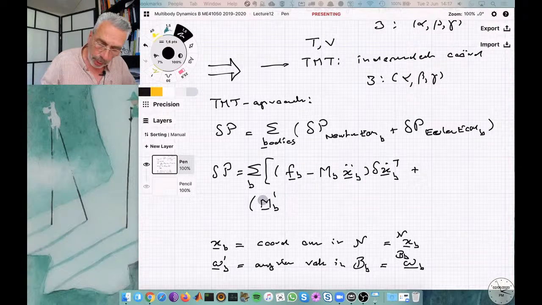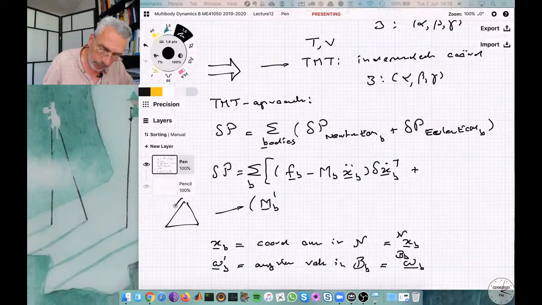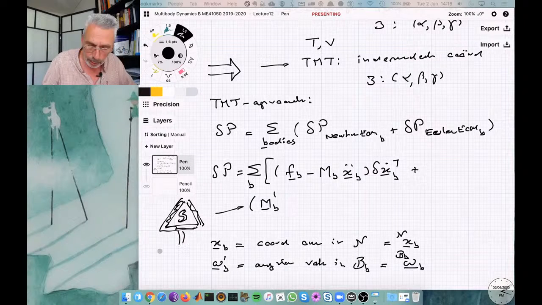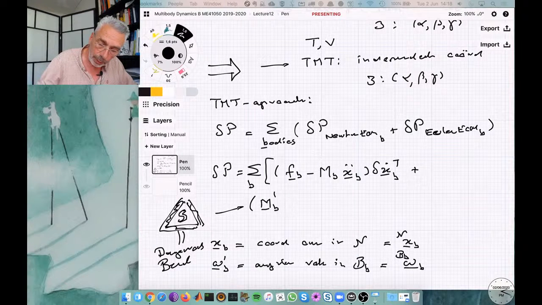And there's another thing. This is a dangerous band. That's probably something you also have in your homework. What is the dangerous band? Well, I have a mass matrix MB here, and I have applied torques MB prime here, and they look alike, but they're of course totally different.